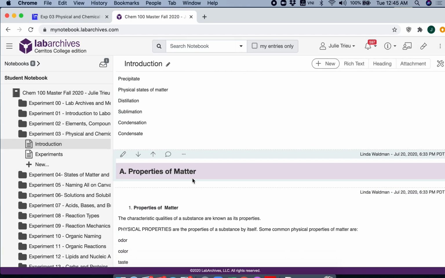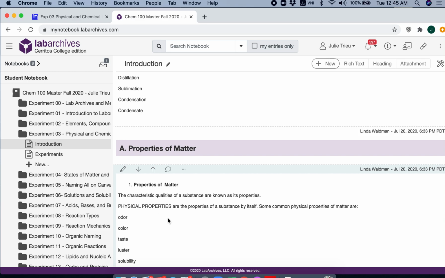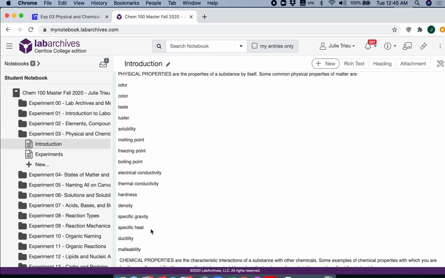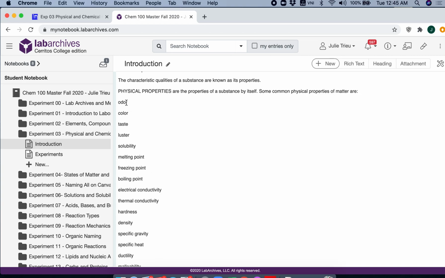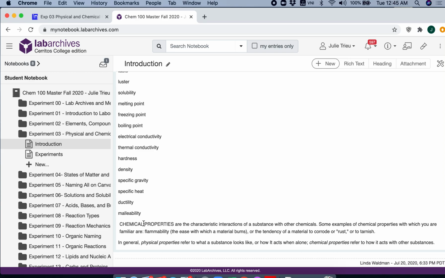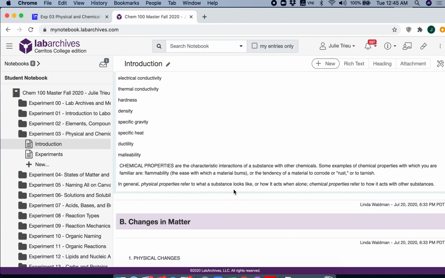Next, properties of matter. Properties of matter include physical properties. Everything listed here describes physical properties of a substance, from odor all the way to the end of the list. Chemical properties include how the substance behaves and reacts with other chemical substances. For example, if a substance is very flammable or very reactive in air, that describes a chemical property of that substance. In general, physical properties describe how the substance looks and how it acts when it is around. Chemical properties refer to how it behaves towards other substances.